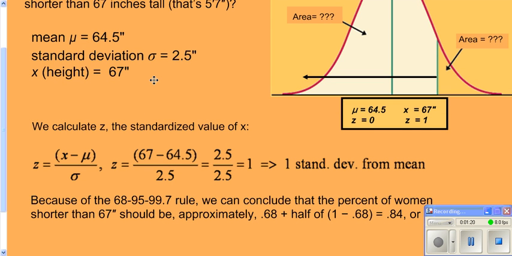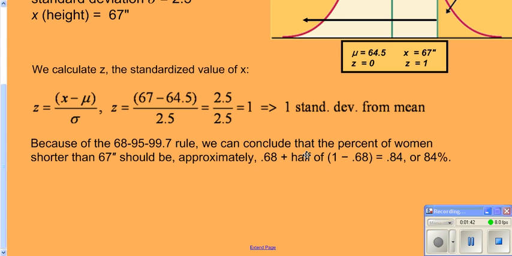So we could use our z-score formula. We can go our x, which is 67, minus your mean, which is the 64.5, over your standard deviation of 2.5. You get 2.5 over 2.5, which reduces down to 1. So we have 1 standard deviation above our mean.